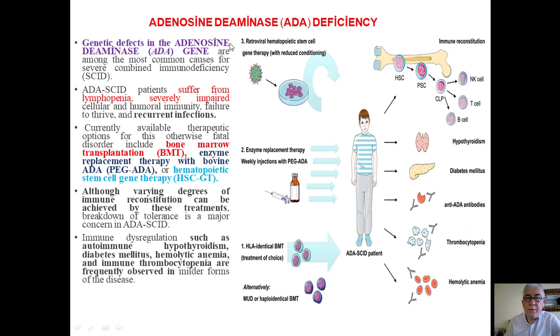Adenosine deaminase deficiency is a genetic defect in the adenosine deaminase gene, and is among the most common causes of severe combined immune deficiency. Patients suffer from lymphopenia, severely impaired cellular and humoral immunity, and recurrent infections. But we have different types of treatment for these patients, such as bone marrow transplantation, enzyme replacement therapy, and hematopoietic stem cell gene therapy.